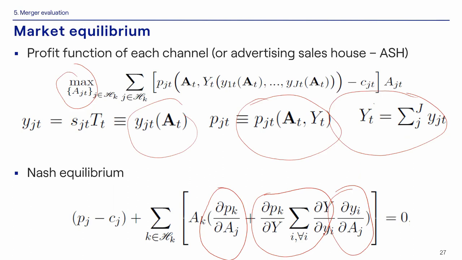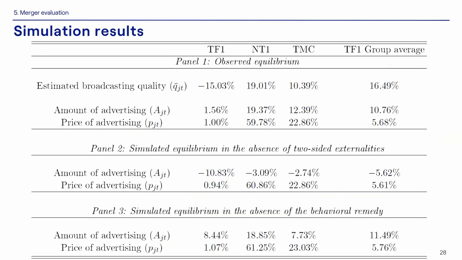So to solve this equation is a little bit delicate, so the idea is to have an algorithm. You choose the level of advertising, then you can compute using the demand model the level of viewership, and using the system of cost share, you can compute the price. And then you plug into the first order condition until you are close to zero. That depends, of course, on the level of quality for each TV channel that we are going to fix at the observed level.